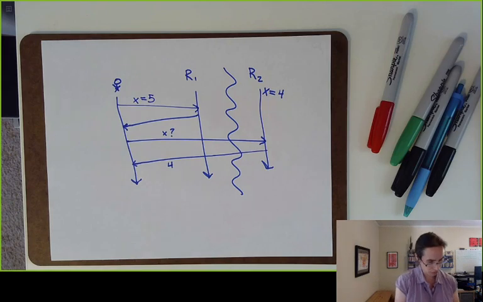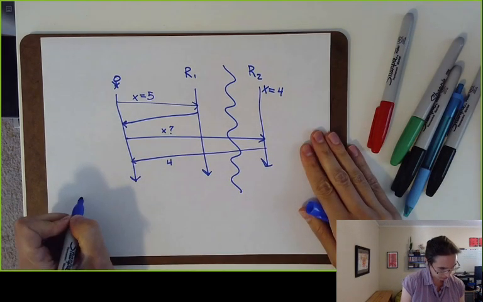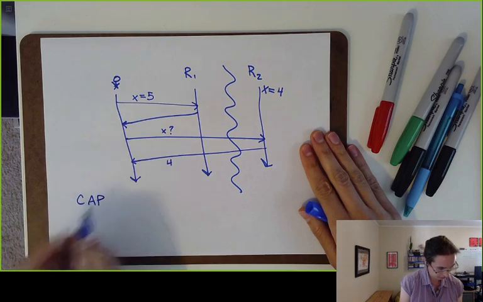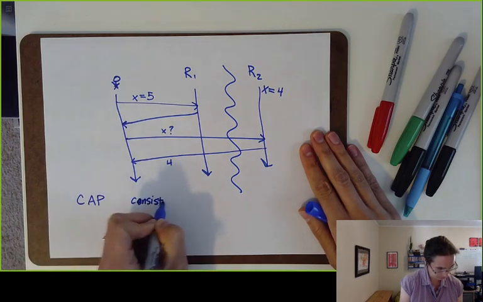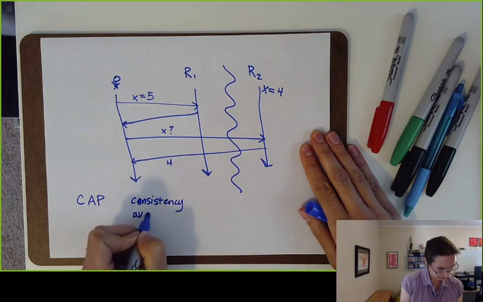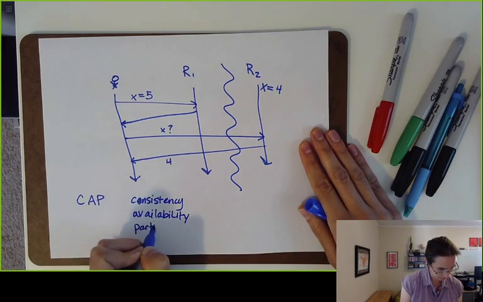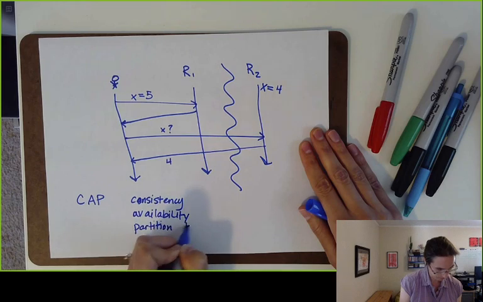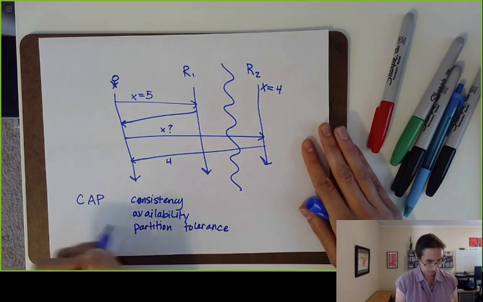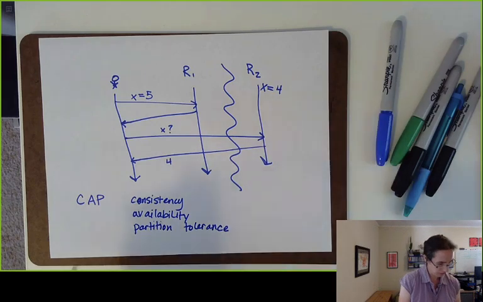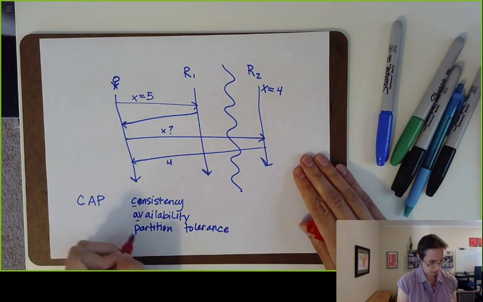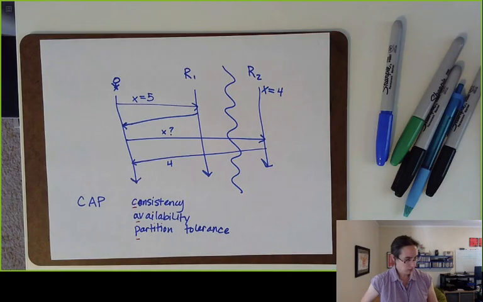So there's a name for this famous trade-off, and it's called CAP. It stands for consistency, availability, and partition tolerance. The idea of CAP is very simple. If you want to be tolerant to network partitions, then you can't have both perfect consistency and perfect availability. You have to compromise a little bit one way or another.